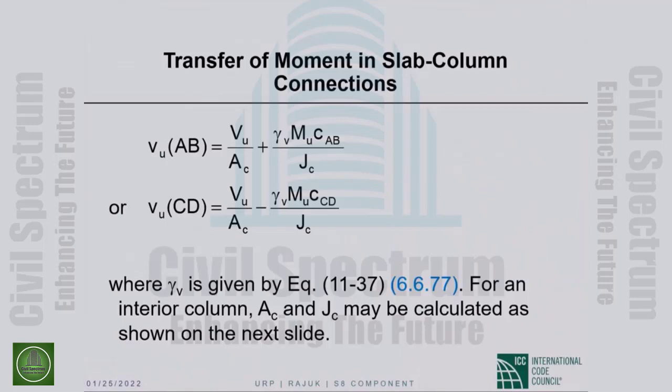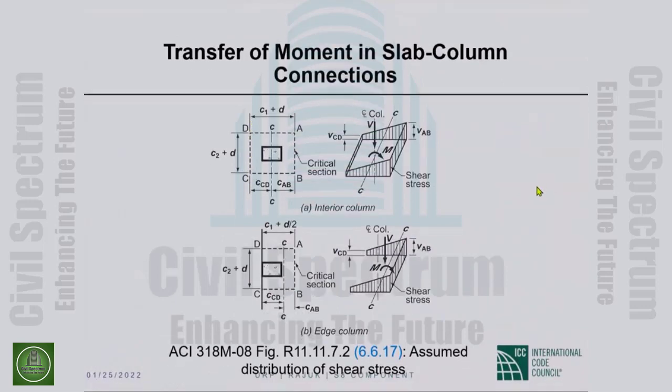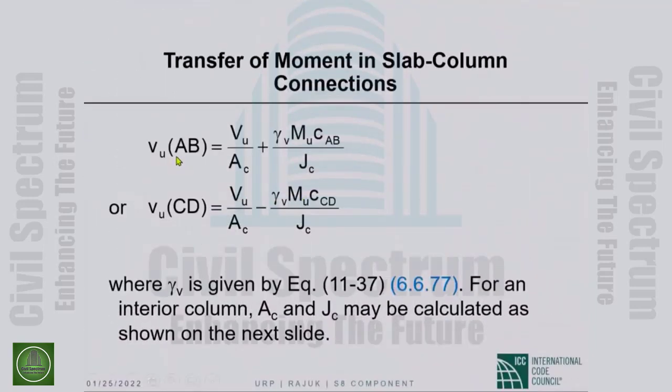Okay. So we had the general expression before. Now we are making it more specific to the right face and the left face. The right face is AB. The left face is CD in the picture. Okay, so the specific expressions are V sub U on the right face is P sub U over A sub C. We know what A sub C is. The moment transfer by shear, that's gamma sub V times M sub U divided by the polar moment of inertia. We are calling it J sub C about the centroidal axis, and the distance from the centroidal axis to the face AB. Okay, here it is positive. On the right face, the moment transfer shear is additive to the direct shear.